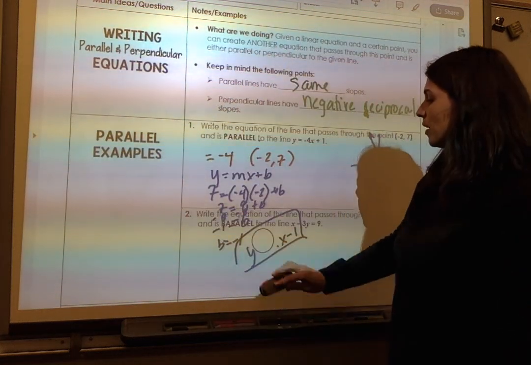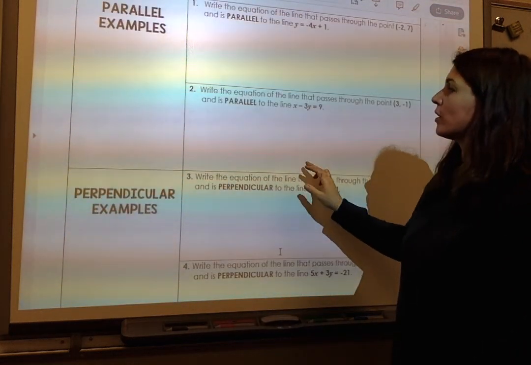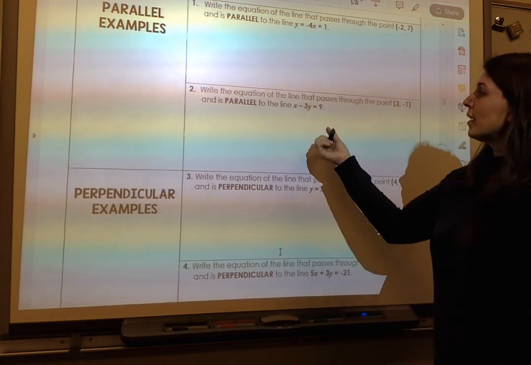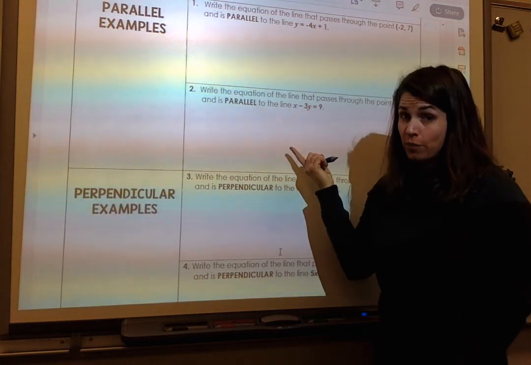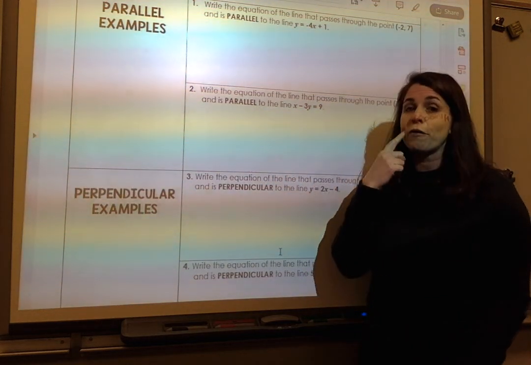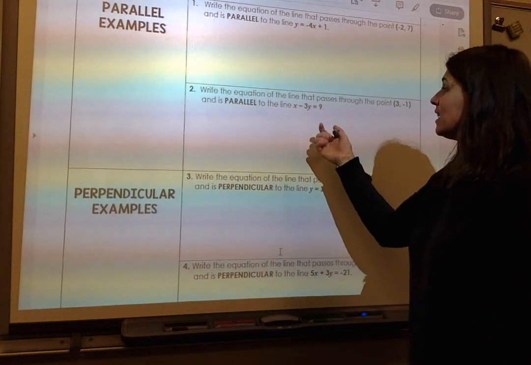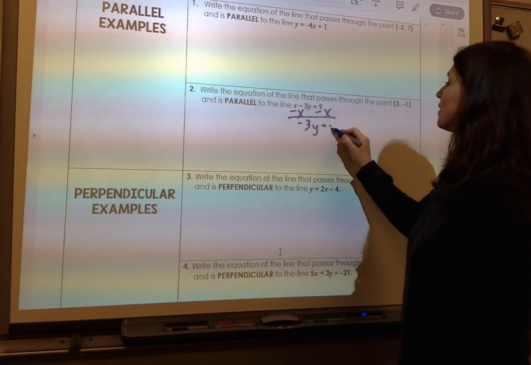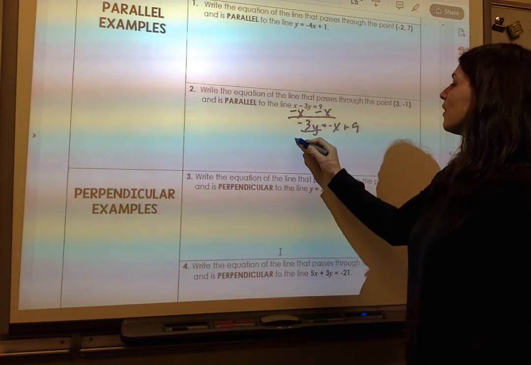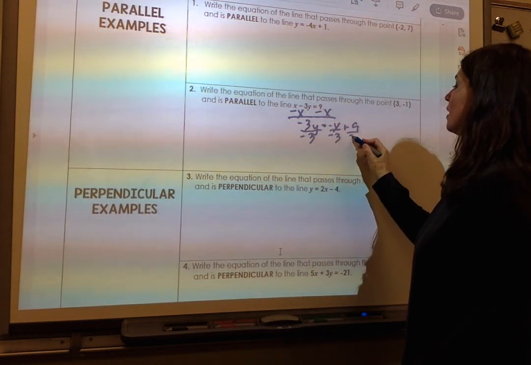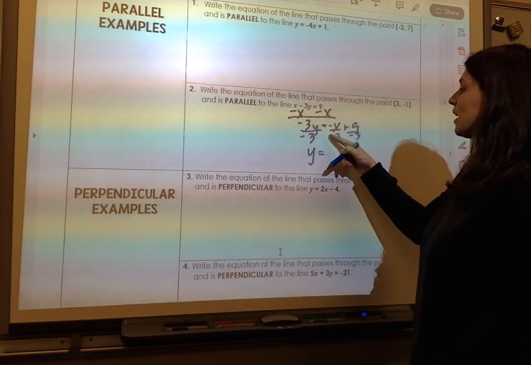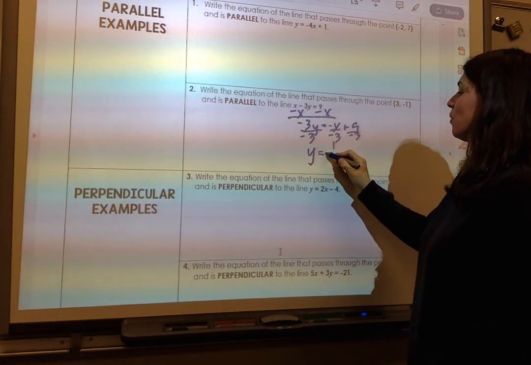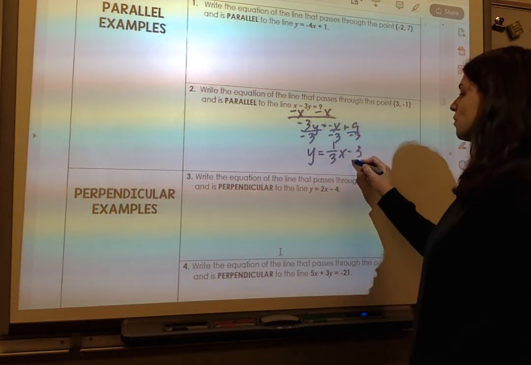Let's do another example together. So let's take a look at number 2. I can't figure out the slope right away because it's in standard form. So my first task is that I need to figure out the slope. So I'm going to subtract x. I have negative 3y equals negative x plus 9. I divide everything by negative 3. And I get y equals negative divided by negative is positive 1/3 x minus 3.